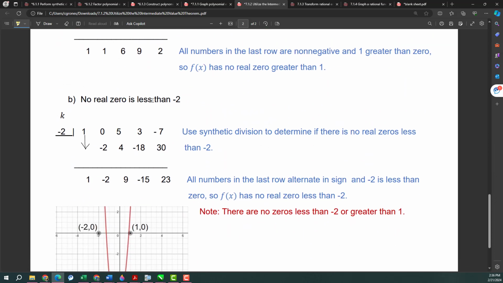And then no real zero is less than -2. And then if we do synthetic division, our bottom row, it says all the numbers in the last row alternate in sign. So we have positive, negative, and -2 is less than 0. So f of x has no real zero less than -2.